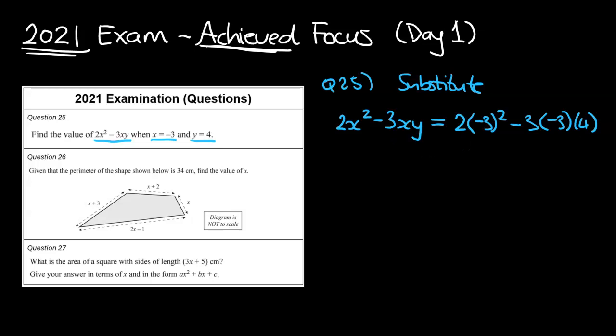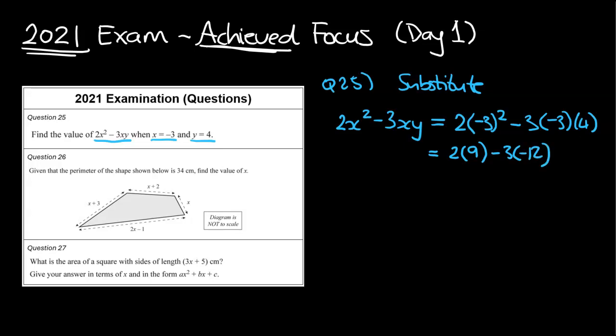And at this stage, I'm looking to simplify or calculate what this is using my BEDMAS skills from earlier years at school. So let's start off with BEDMAS. We've got to do the brackets first. And the brackets are going to involve this power and this multiplication over here. So we've got 2 times negative 3 squared, which is going to be negative 3 times negative 3. So that's positive 9. And then over here, we've got negative 3 times negative 4, that's positive 12. So we've got minus 3 times 12.